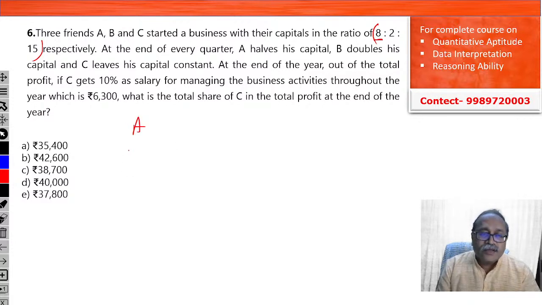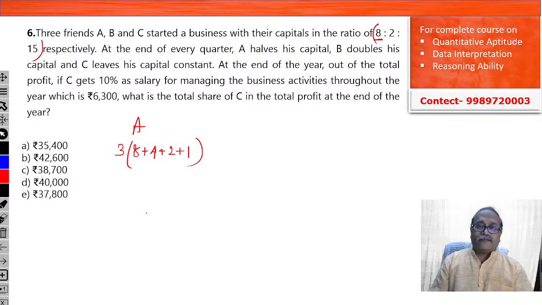8. So after 1 quarter, he halves his capital. That means it has become 4. And again in the next quarter, half, it becomes 2, and next quarter half, it becomes 1, and each capital was there for 3 months. So we will add them and multiply by 3. That is A. Is to the B.